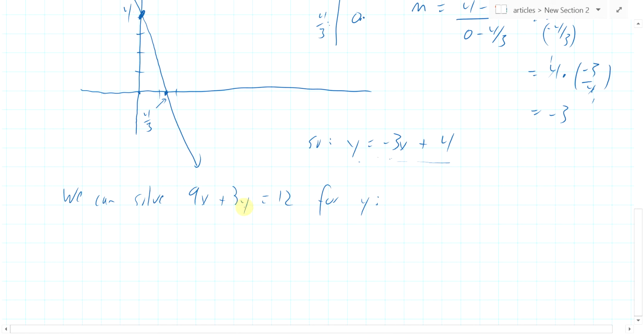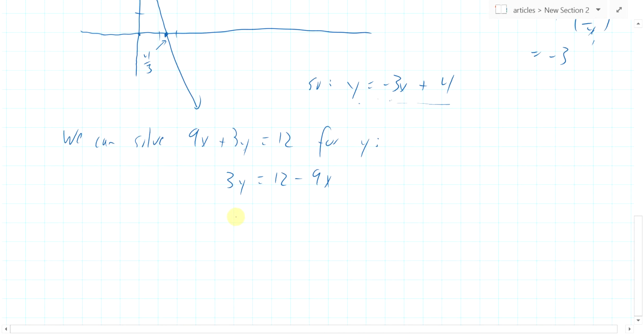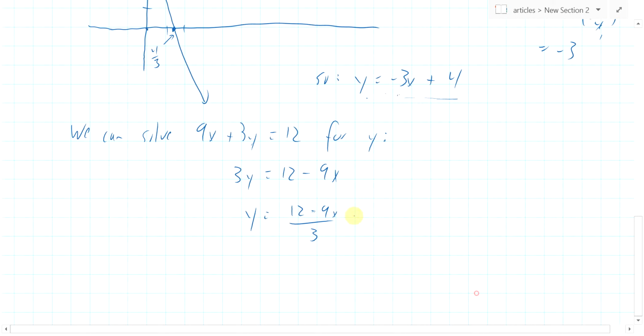So what do we do? Get the y by itself. So we'll subtract 9x from both sides. 3y equals 12 minus 9x. And then we'll divide both sides by 3. So y is 12 minus 9x over 3. Of course, we can't cancel at this point because there's a minus sign. You can only cancel when everything is multiplied together. But 12 is divisible by 3, 9 is divisible by 3, so we can factor out a 3. And now I can cancel, and I get 4 minus 3x, which is the same thing. So y equals 4 minus 3x, y equals minus 3x plus 4. That's the slope-intercept form. We can see that slope is minus 3 and the y-intercept is 4.